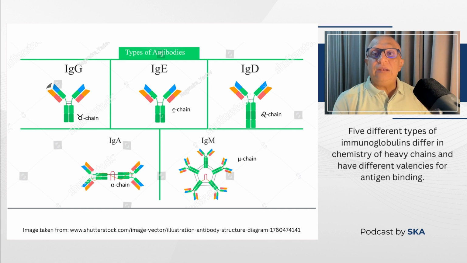So while we have five different types of heavy chains, that makes five different types of immunoglobulins. There are only two types of light chains, either kappa type or lambda type. So in an immunoglobulin molecule, you can have any of the five heavy chains, but any one of the two light chains, either kappa or lambda.